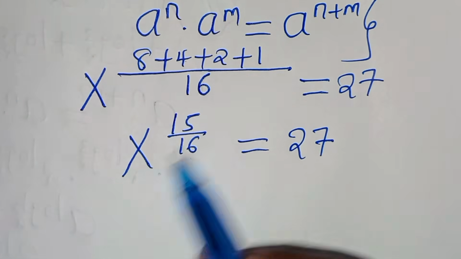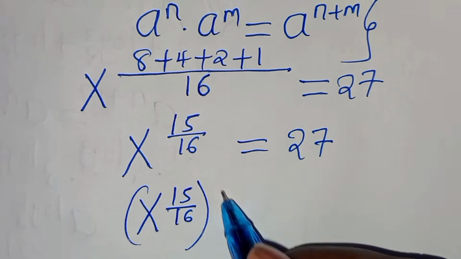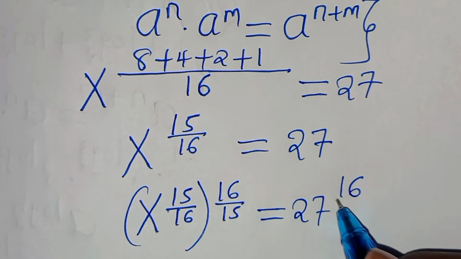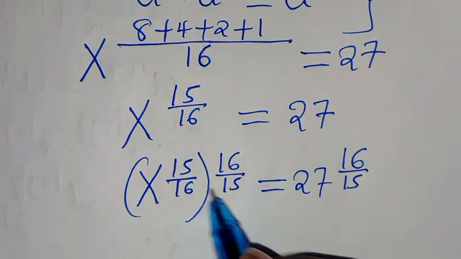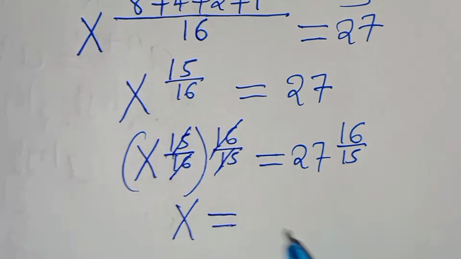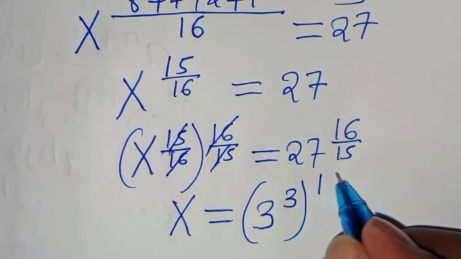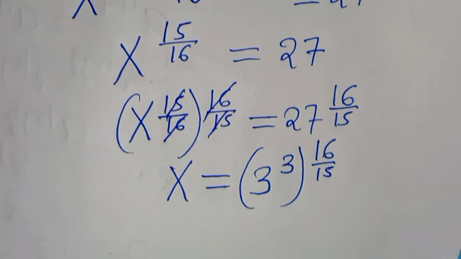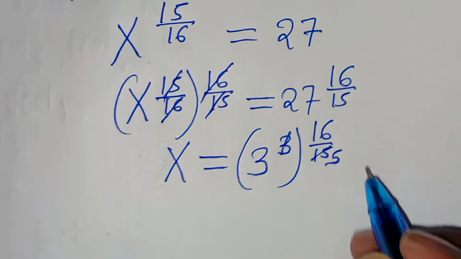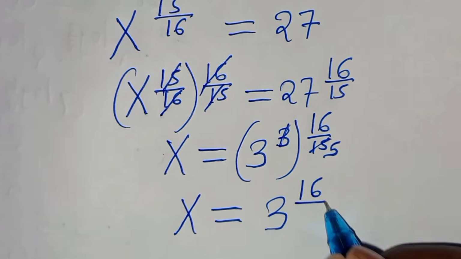Now, to solve for x here, let's multiply both sides by 16 over 15. So we have 16 over 15. This is equal to 27 raised to the power of 16 over 15. So we simplify 15 and 15 here, and 16 and 16 here, so that x is equal to 27, which is 3 to the power of 3, raised to the power of 16 over 15. Now, let's simplify 15 here by 3. 15 divided by 3 is 5. So we have x is equal to 3 to the power of 16 divided by 5.